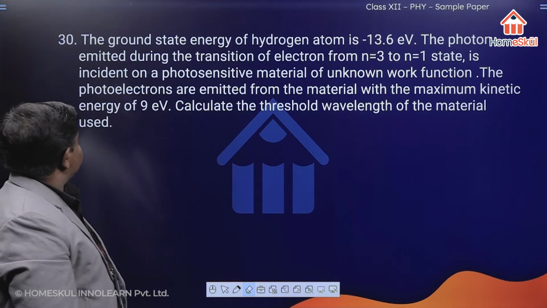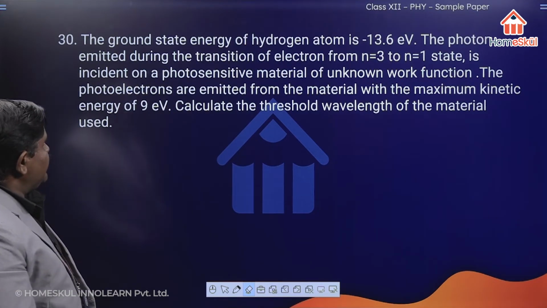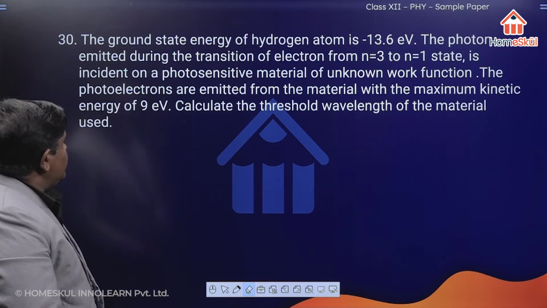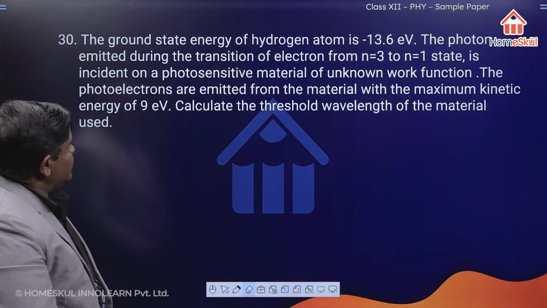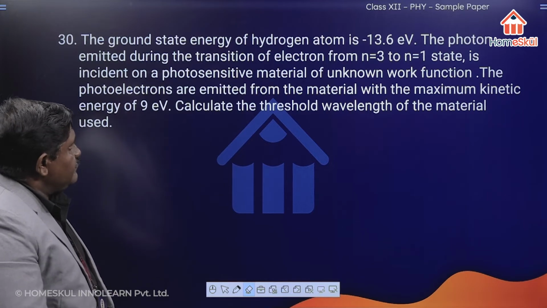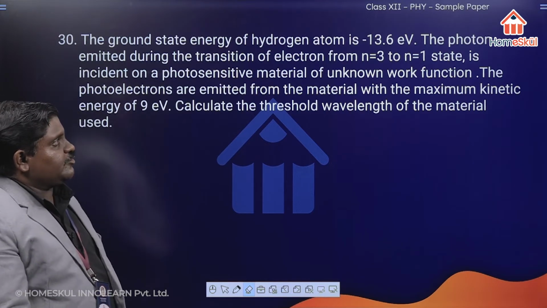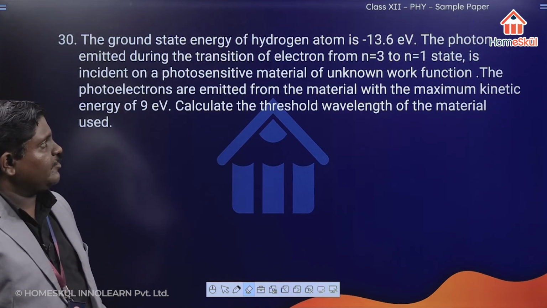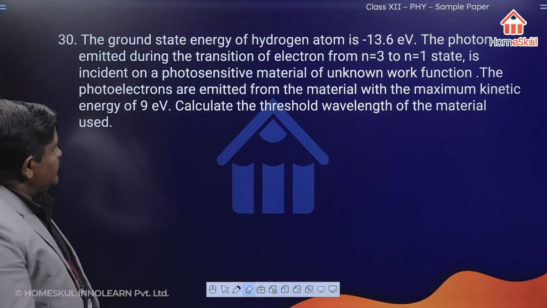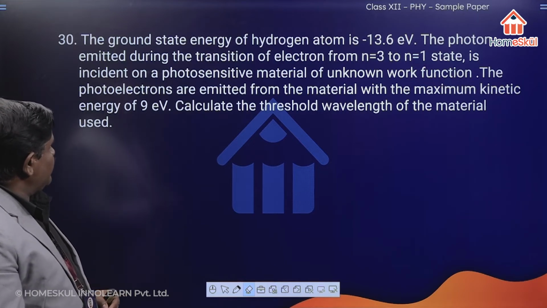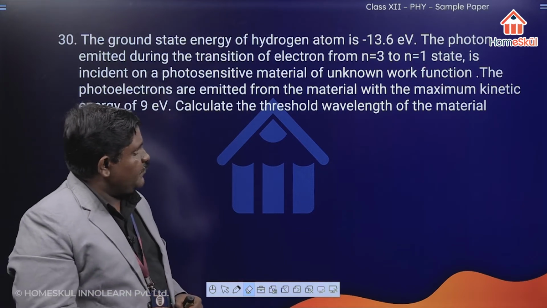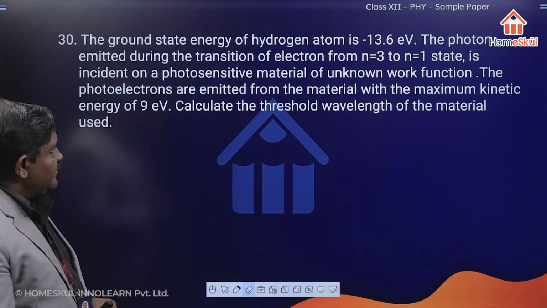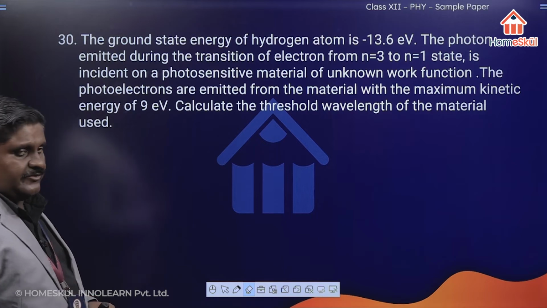Now the 30th one. The ground state energy of the hydrogen atom is minus 13.6 electron volt. The photon emitted during the transition of an electron from n equal to 3 to n equal to 1 state is incident on a photosensitive material of unknown work function. The photoelectrons are emitted from the material with a maximum kinetic energy of 9 electron volt. Calculate the threshold wavelength of the material used.